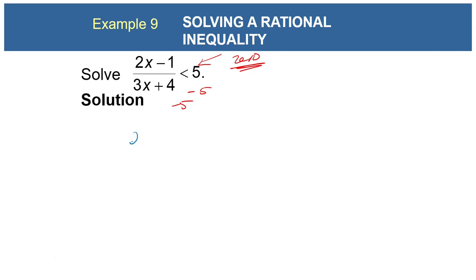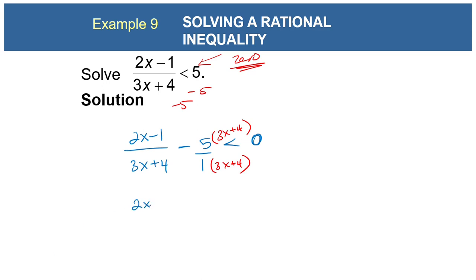This simplifies to (2x - 1)/(3x + 4) - 5 < 0. That's what I want. I want the 0 on the right side. It makes it easier to do the problem. So let's make this a fraction, -5/1, and let's multiply the top and bottom by 3x + 4 now. This simplifies to (2x - 1)/(3x + 4).